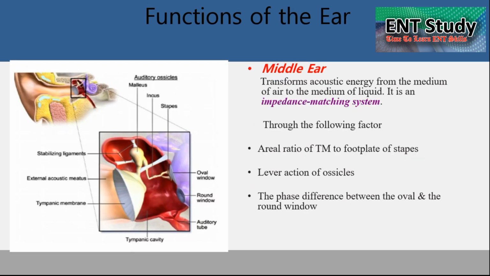The sound waves coming from the external auditory canal hit the tympanic membrane. This causes it to vibrate back and forth. This vibration is transferred through the ossicular chain to the inner ear by the footplate of the stapes.